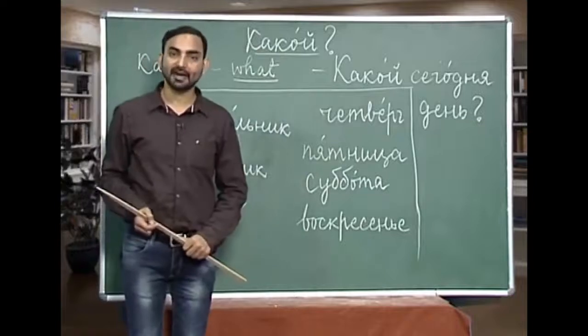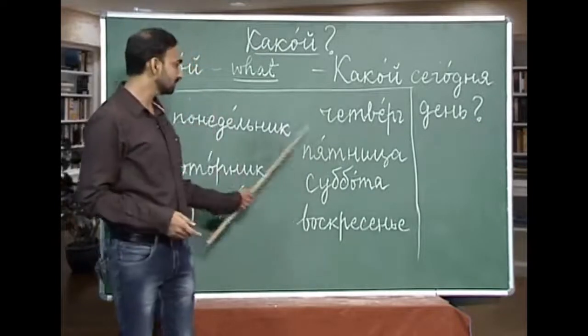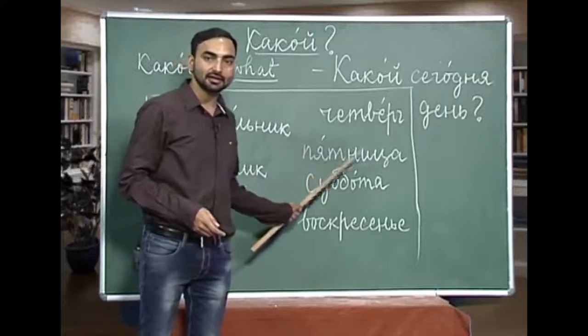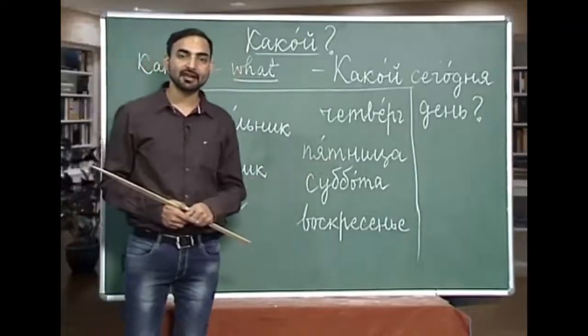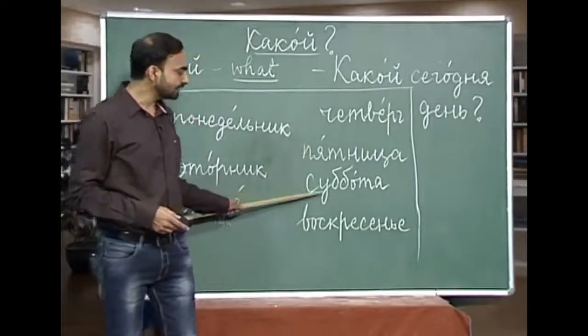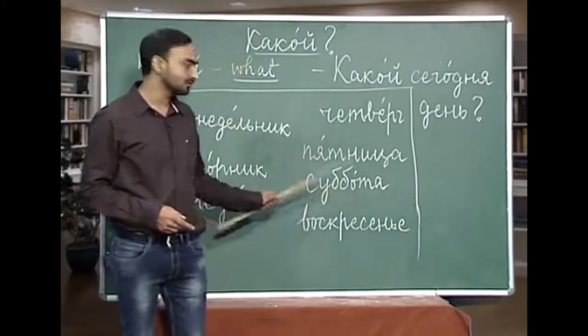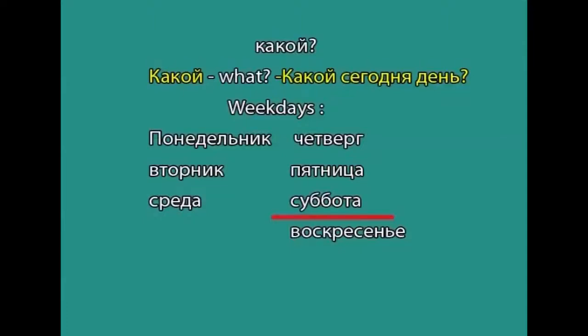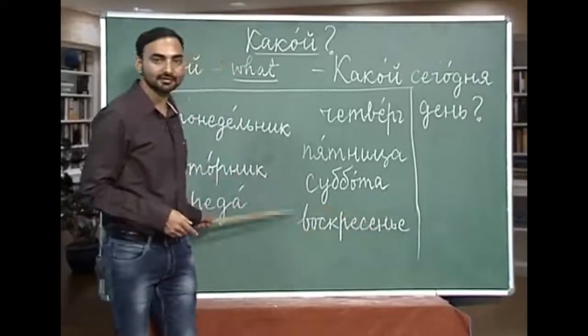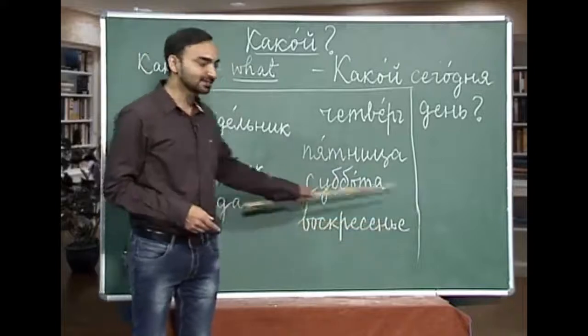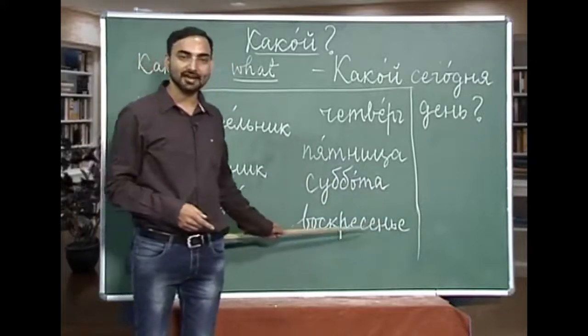The next day is Friday. So, how do you say Friday in Russian? P, ya, t, n, i, ts, a, pyatnitsa, fifth day of the week. And what day comes after Friday? It is Saturday. So, how do we say Saturday in Russian? S, u, b, b, o, t, a, subbota. Subbota is Saturday. And now comes Sunday, which we all wait for. So, how do we say Sunday in Russian?